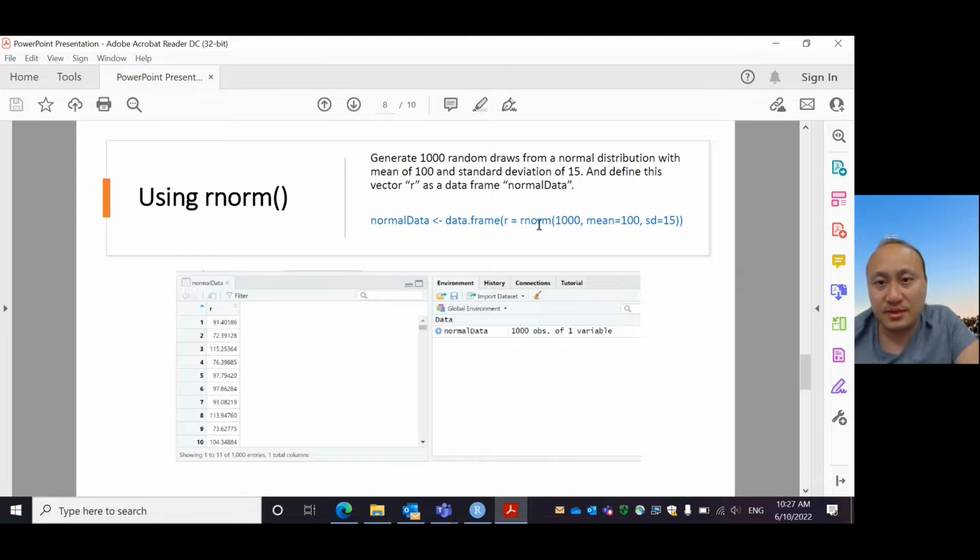The function is rnorm. Again, you tell the function how many observations you want to create, and then the normal distribution's parameters, the mean and standard deviation. And then I just put the whole thing into a data frame. The data frame will have a column, and the column's name will be r. The data frame's name is norm_data. Okay, let's do this.